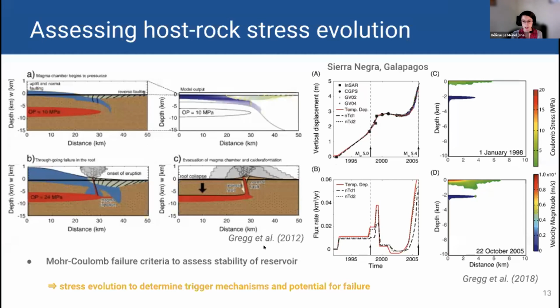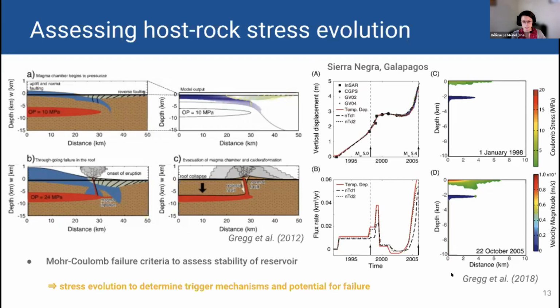So for example, Greg and others in 2012 studied the triggering of caldera-forming eruptions and found that one of the primary controls was the roof aspect ratio. Since the effect of having a ductile region around the chamber is to buffer the reservoir pressurization, it actually delays the failure. So using elastic models, we wouldn't get the same results.